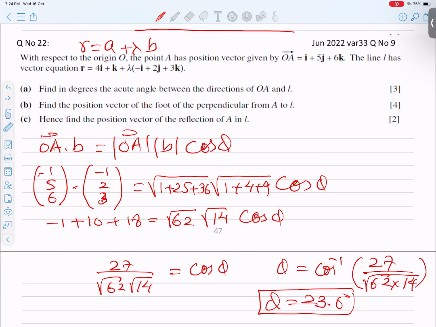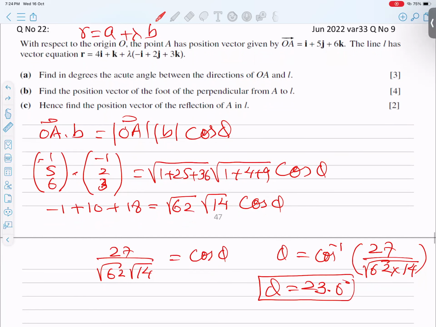I believe the point is very clear, so the first part is very clear. Alhamdulillah, 3 marks done. Now let's go for the next part.